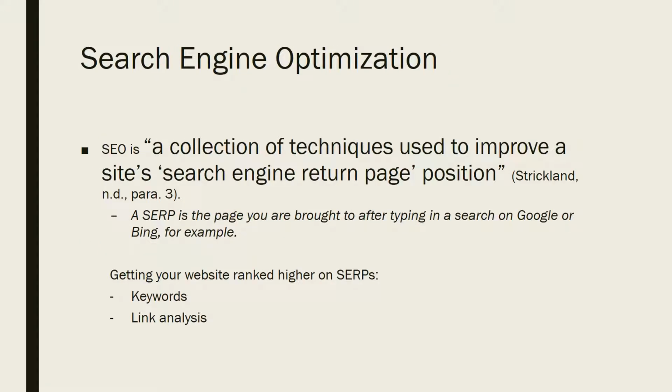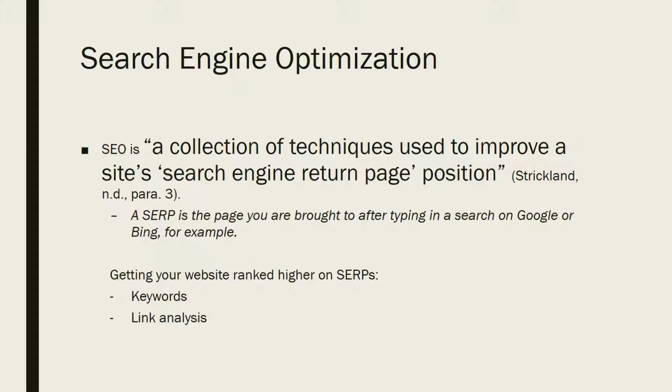So going a little bit more in depth on search engine optimization, or SEO, according to Strickland, SEO is a collection of techniques used to improve a site's search engine results page, or SERP, position. And a SERP is the page that you are brought to after typing in a search on Google, Bing, Yahoo, sites like that, for example. So you type in the words house lighting and hit enter, and a bunch of different sites come up offering you that product that you look for. So what search engine optimization does is allow you to kind of push your site up to the top and be in the results when people are looking for products that you offer.